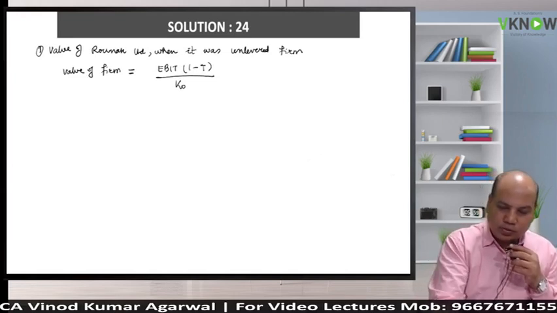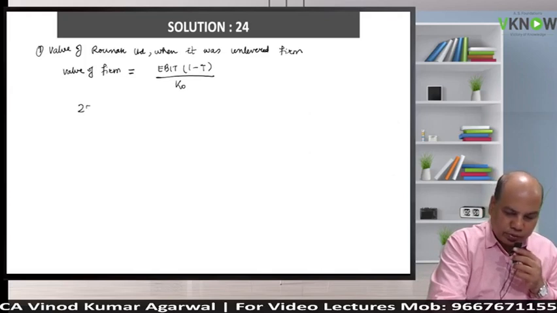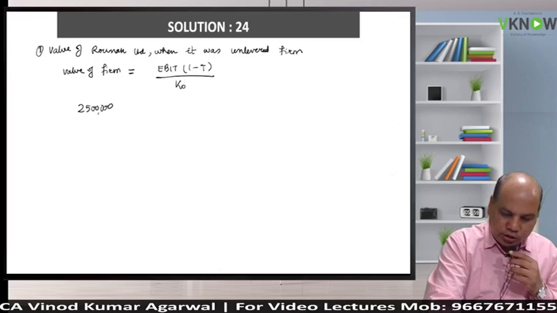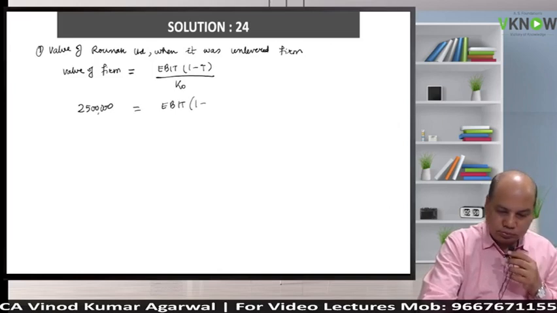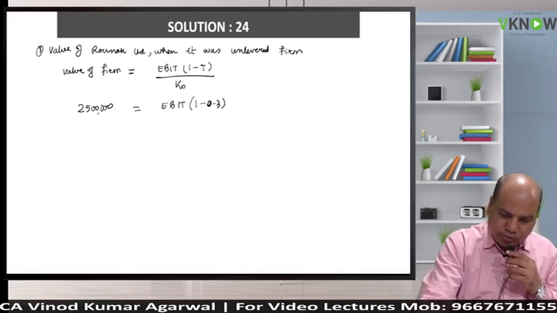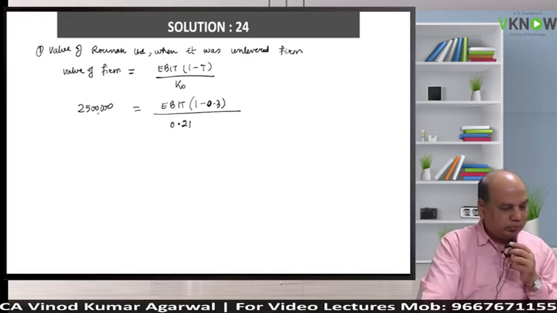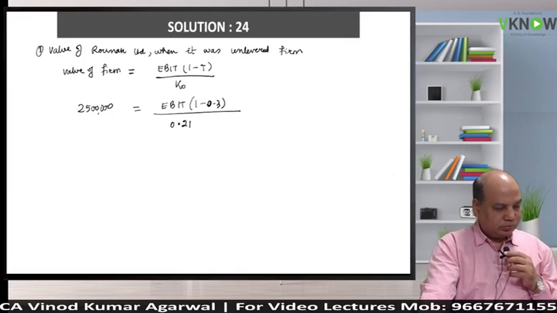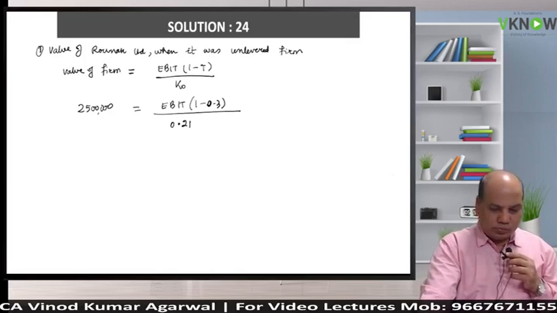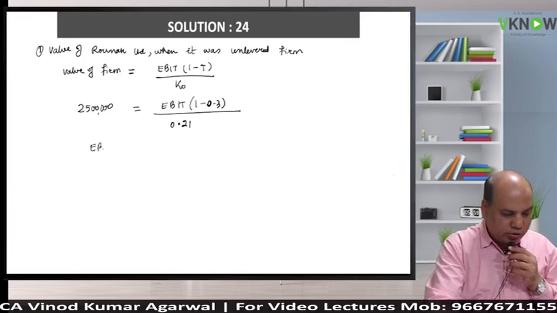So value of the firm is given to you, 25 lakh. So we can find EBIT in this process. EBIT is missing. What is the tax rate in this question? 0.3. This time it's a reverse question. KO is given, 21%, 0.21. So EBIT is 7,50,000.